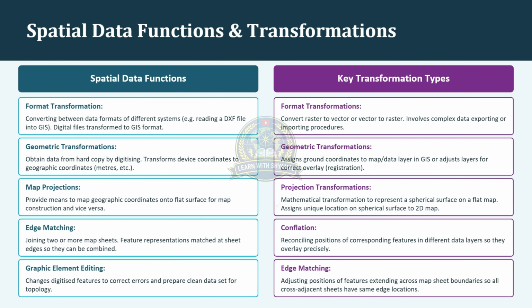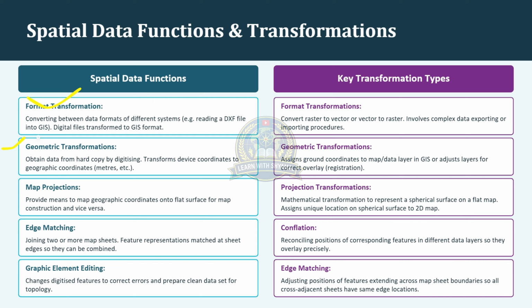Okay, spatial data functions and transformations. Spatial data functions: format transformation, converting between data formats of different systems, for example reading a DXF file into GIS. Digital files are transformed to GIS format. Geometric transformations obtain data from hard copy by digitizing, and transform device coordinates to geographic coordinates, meters, etc.